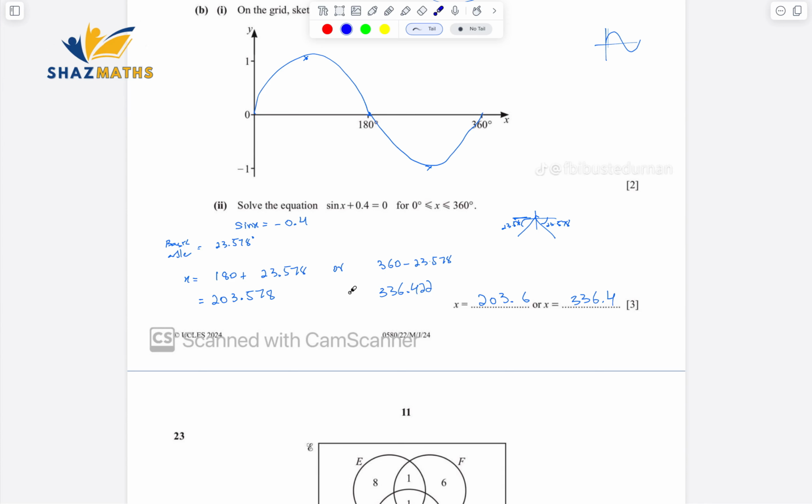Alright, so I'm going to give my answer to one decimal place, so 203.6 and then 336.4.